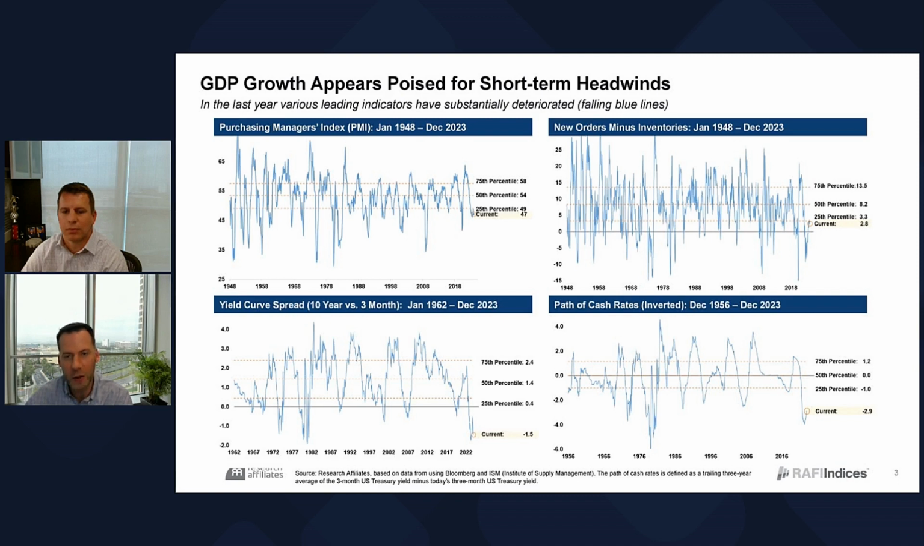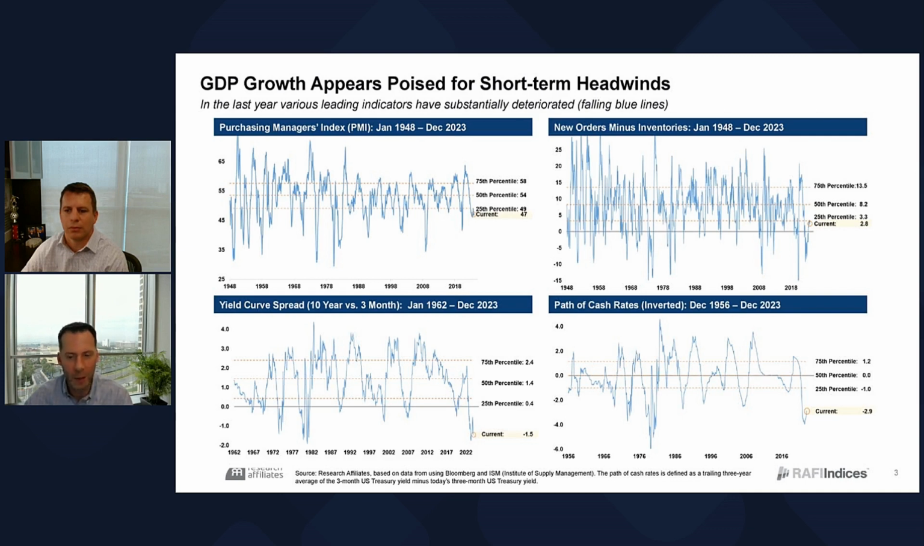And then the path of cash rates, which compares the short-term T-bill rate to a trailing 3-year average. We know rates have been moving up. So that moving up of rates, we know, provides a headwind for growth. Again, really low compared to history. So the rapid expansion of interest rates is really causing that headwind.